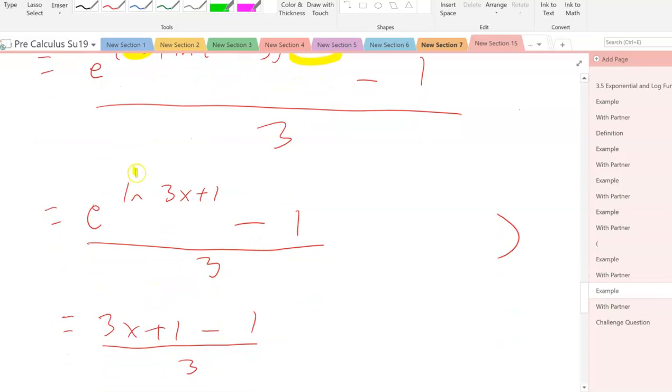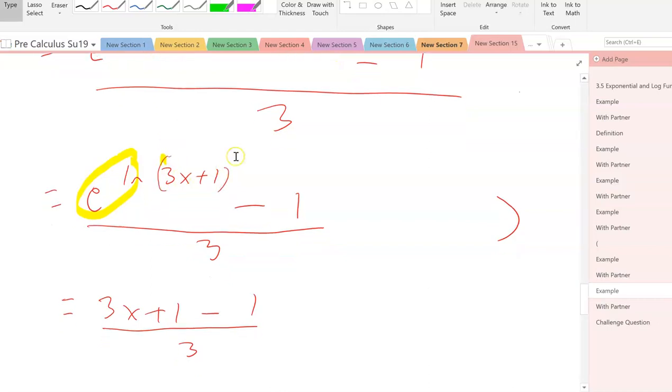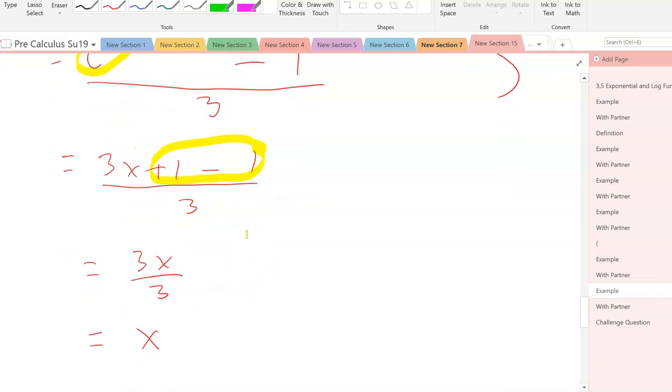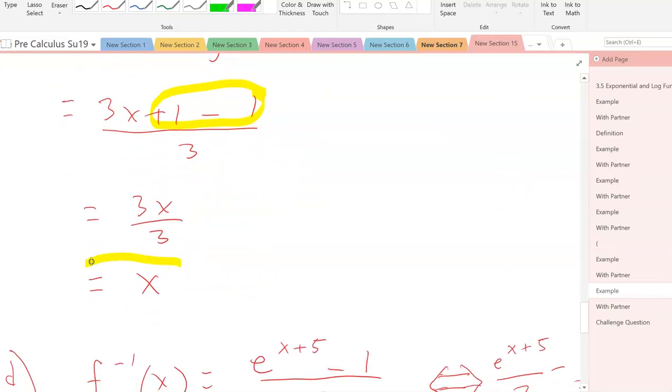e and ln are inverse functions, so they cancel each other out. So we're left with 3x plus 1 minus 1 over 3. The minus 1 and the plus 1 cancel each other, so we're left with 3x over 3, and after the 3 cancels the 3, we are left with x, which is again what we expected.